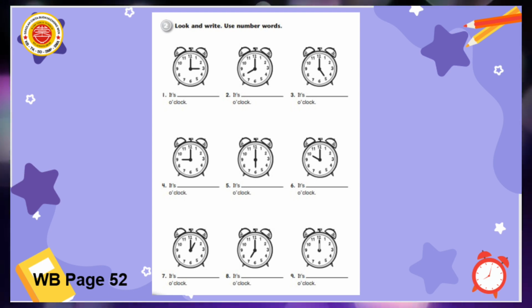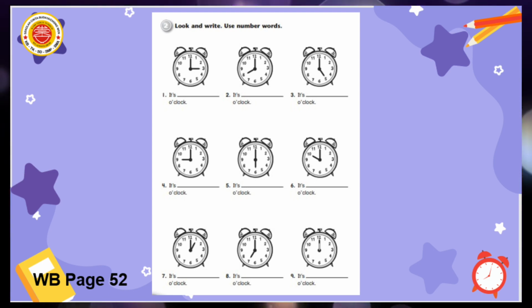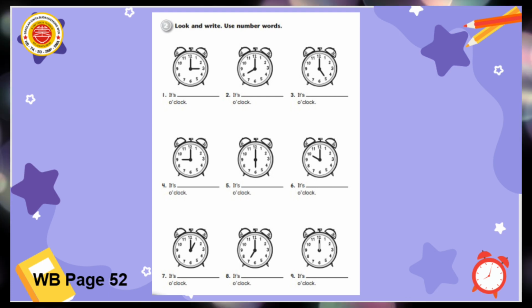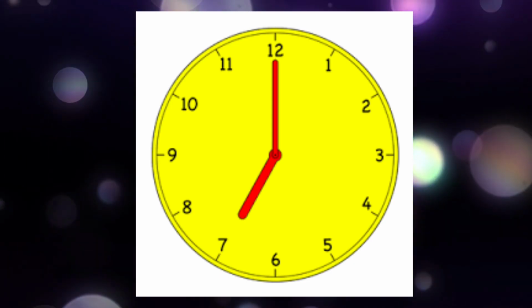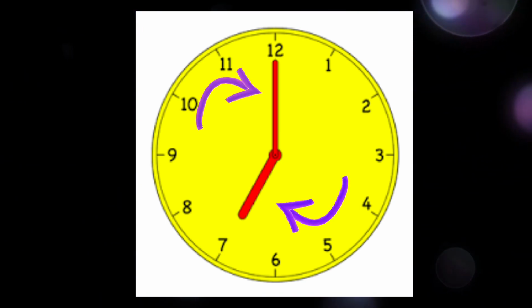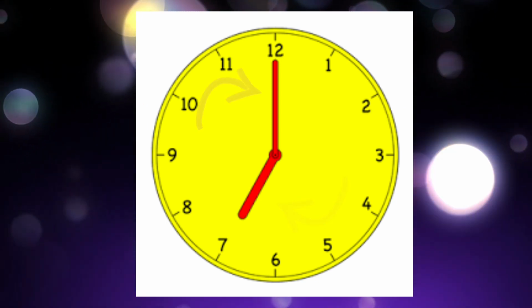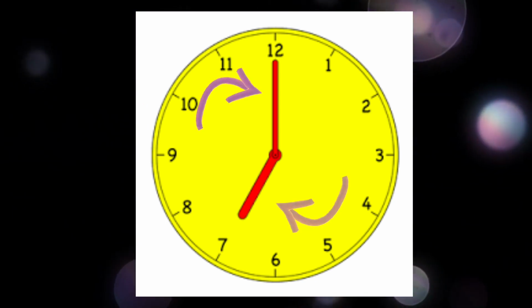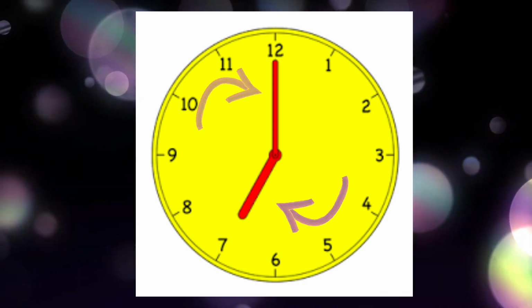So, before we do this exercise, let me tell you about how to read the times on the clock and how to write them. Now, take a look at this clock face. There are two hands on the clock face. They are the long hand or minute hand and the short hand or hour hand.